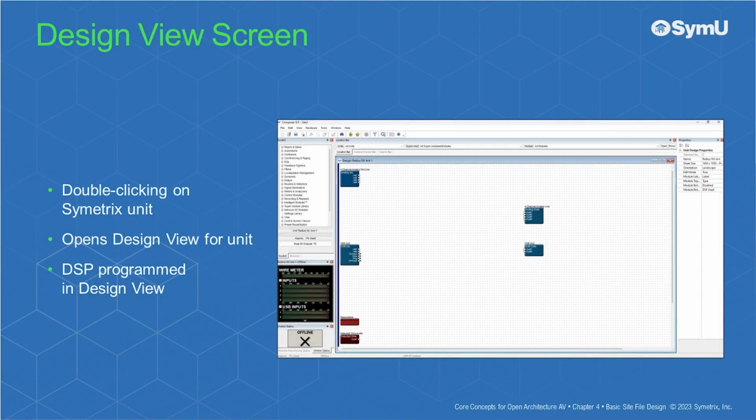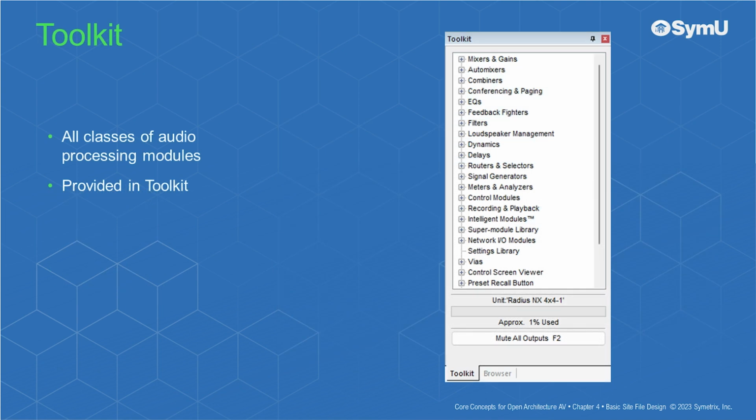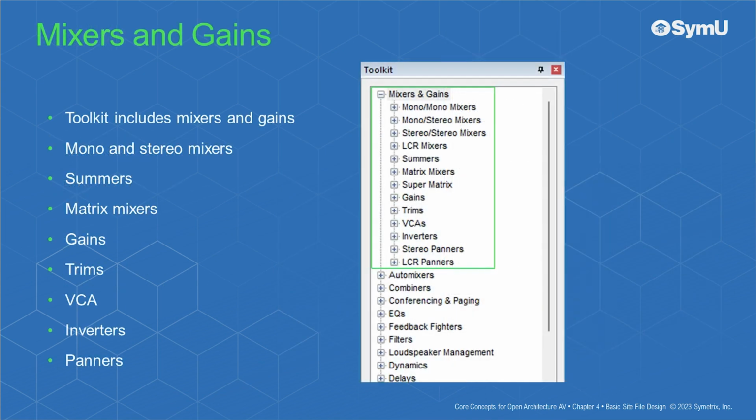Double-clicking on a Symetrix unit in the site view opens the Design View screen for that unit. The Design View is where the DSP programming takes place. All classes of audio processing modules for signal shaping are provided in a toolkit. The toolkit includes, but is not limited to, mixers and gains. The mixers and gains section includes mono and stereo mixers, summers, matrix mixers, gains, trims, VCAs, inverters, and panners.